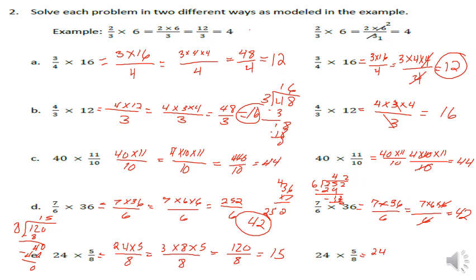But notice I had to go back to the standard algorithm again. So now we're going to go 24 times 5 over 8, which equals 3 times 8 times 5 over 8. Take out the 8s. 3 times 5 equals 15.